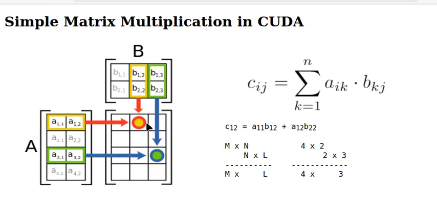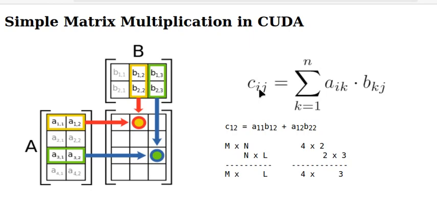Here, the element C12 is given by A11 times B12 plus A12 times B22. And this is the general formula for any ij element of C. It is given by the sum from k equals 1 to n of aik times bkj. The sum of this gives us the Cij element.